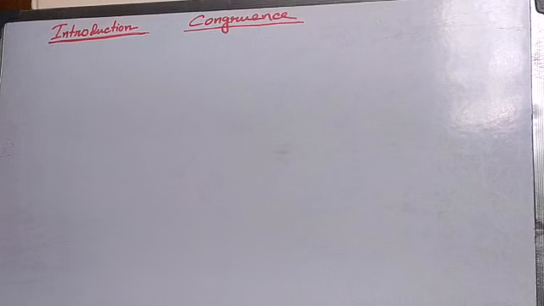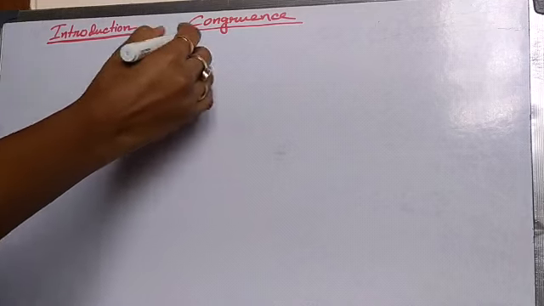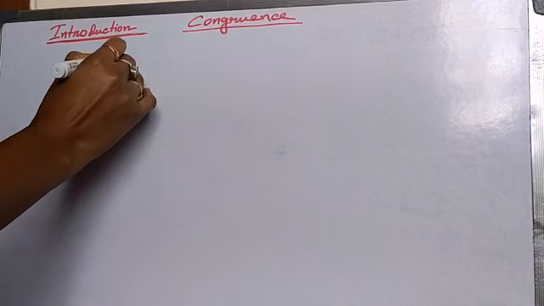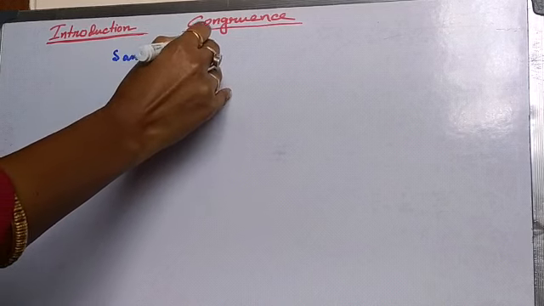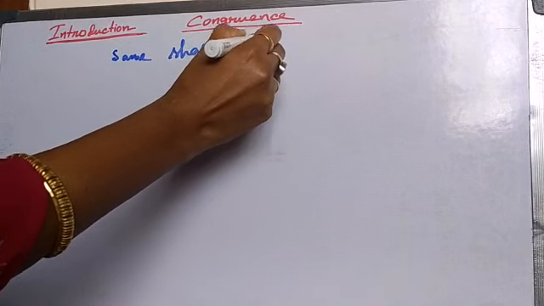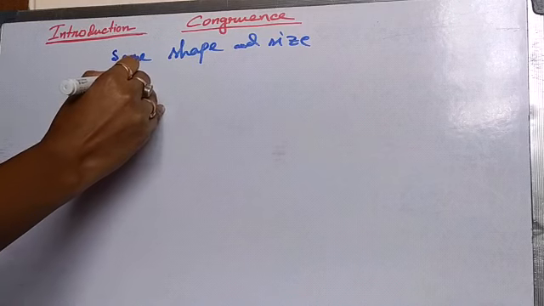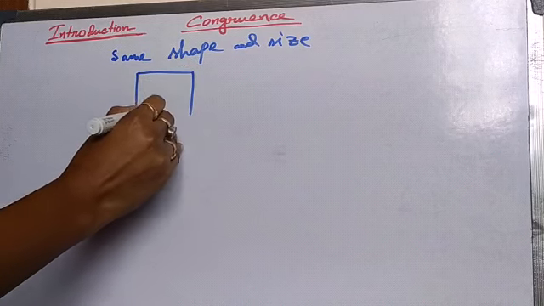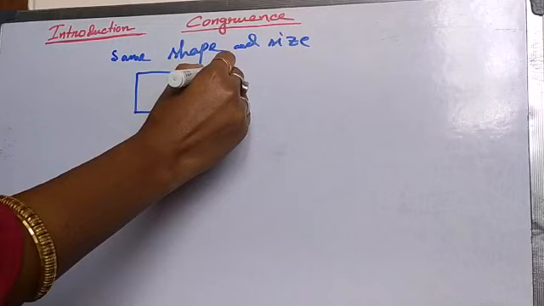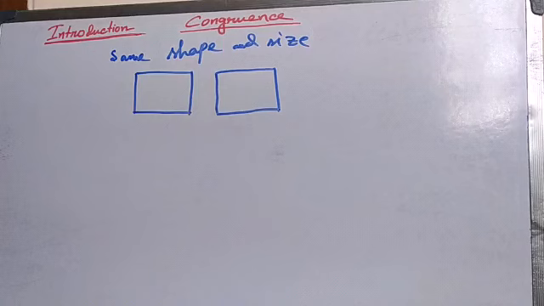Everybody, this is the chapter congruence. Here I will give an introduction on this topic. First of all, what is congruence? Congruence means same shape and same size. That means two figures, if these have the same shape and same size, then these are called congruent figures.